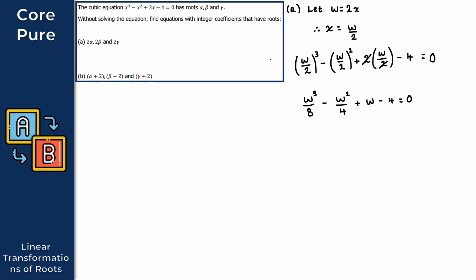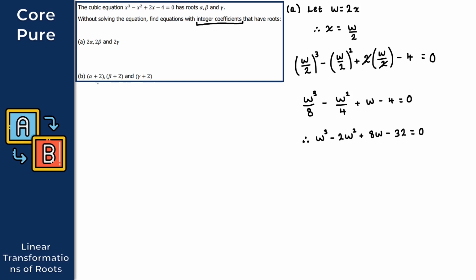Now, we're not done here because don't forget, we do need integer coefficients. So to obtain integer coefficients, all we're going to do is times through by 8. If we do that, what we get is W cubed minus 2W squared plus 8W, and finally minus 4 times 8, we get minus 32. And that is all equal to 0. So there we have it. That is the solution to part A.